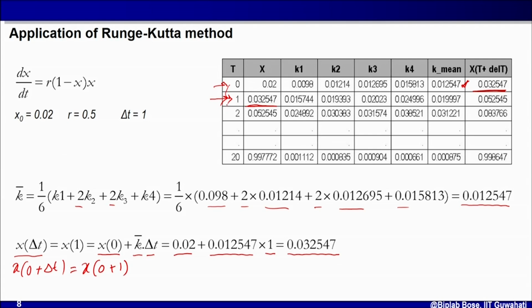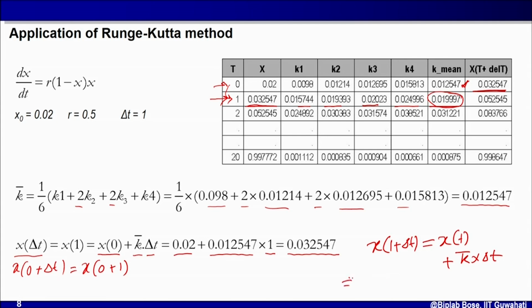Now I am at x at t equal to 1. I can again calculate k1, k2, k3, k4 using the same method and calculate the weighted average of these four. I have done that and shown it in the table, that is 0.01997. Now using the same addition, x at time 1 plus delta t will be equal to x at time 1 plus k mean into delta t.